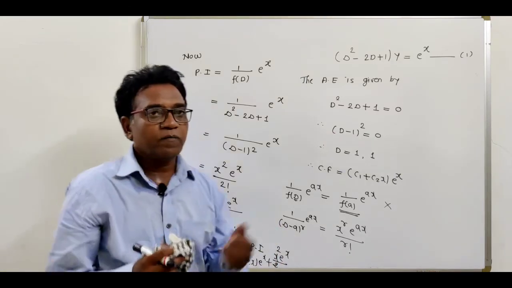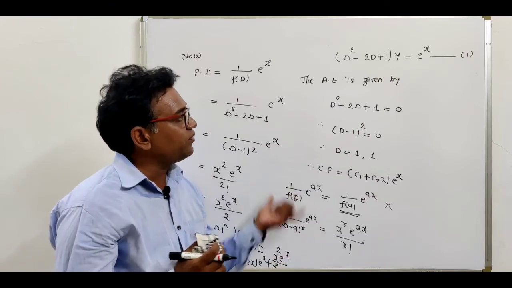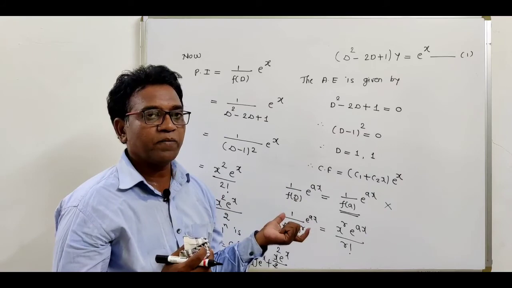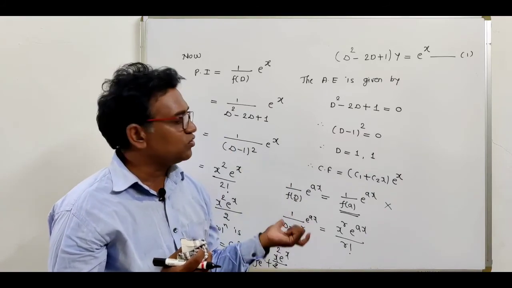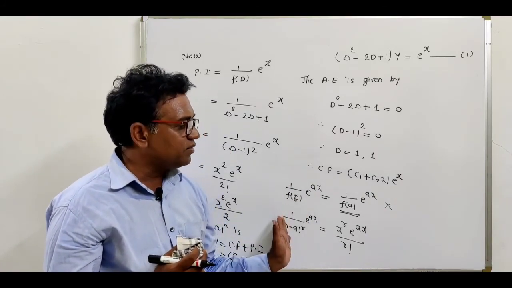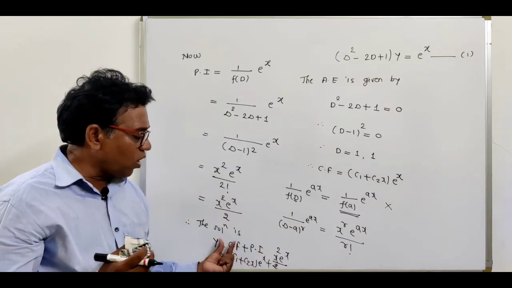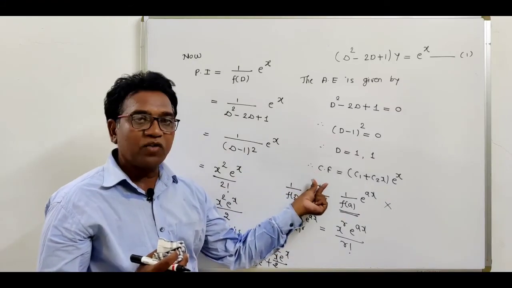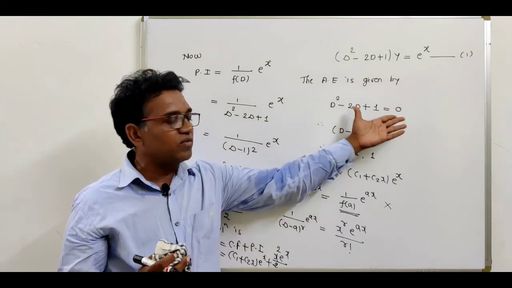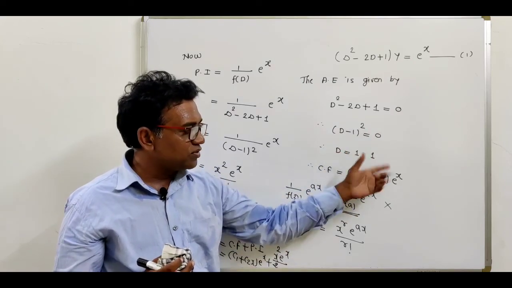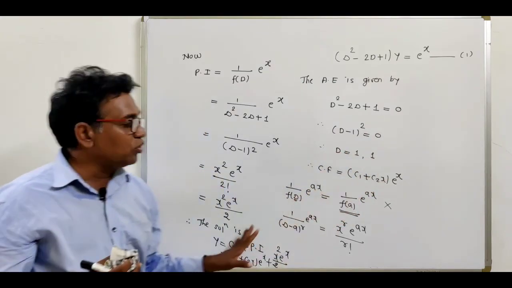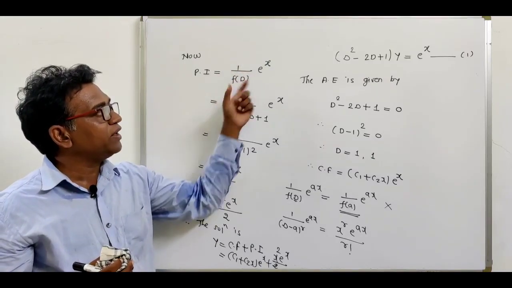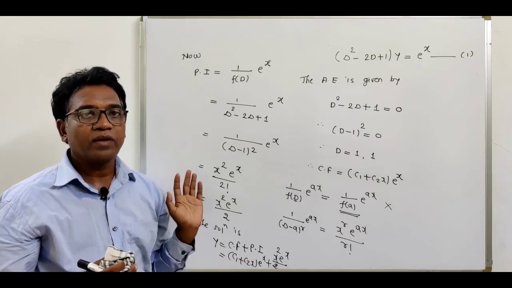So remember this method. If the given equation is a linear differential equation with constant coefficient, then how to find out its general solution? Its general solution is given by the formula addition of complementary function and particular integral. How to find out the complementary function? Just take its auxiliary equation, find out the root and use the particular formula. How to find out the particular integral? It is given by the formula 1 upon f(D) into right hand side.